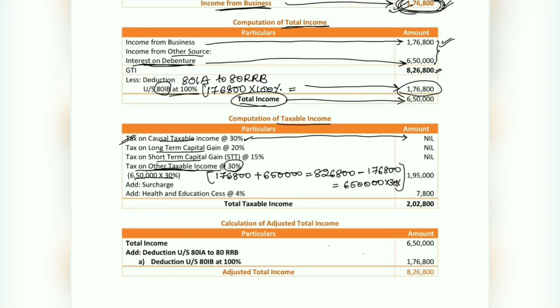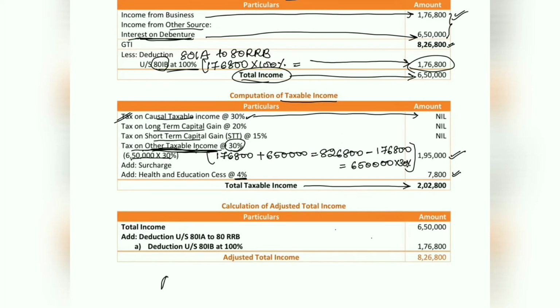Whenever you are calculating the other taxable income column, you also have to consider the deduction here. You have to deduct the deduction value and then take the resulting value. So the value comes to 1,95,000. We will add 4% health and education cess on this value, which comes to 7,800. So our total taxable income is 2,02,800.